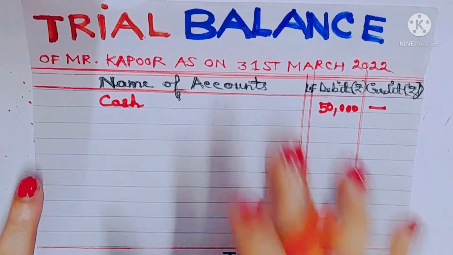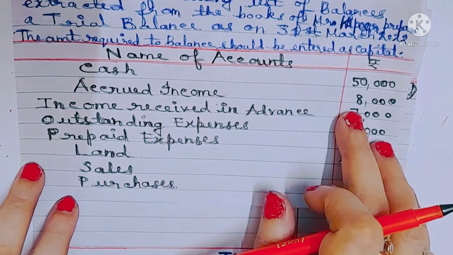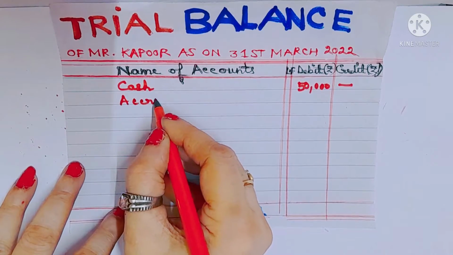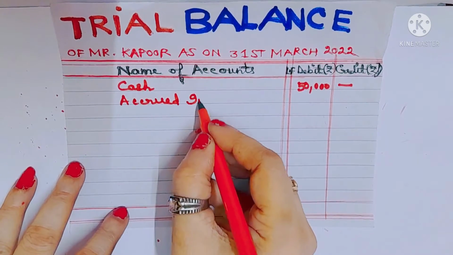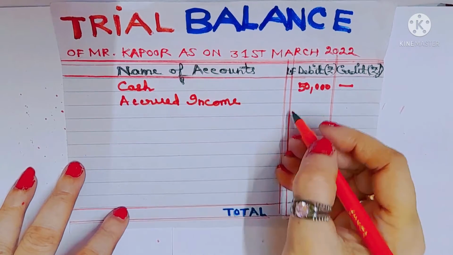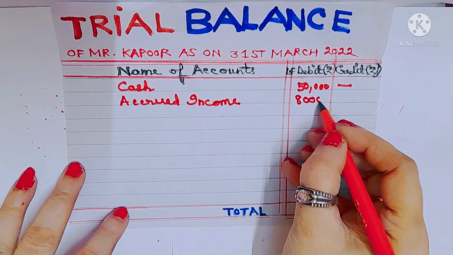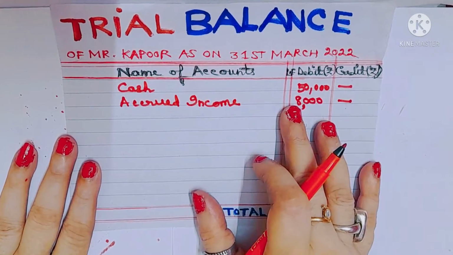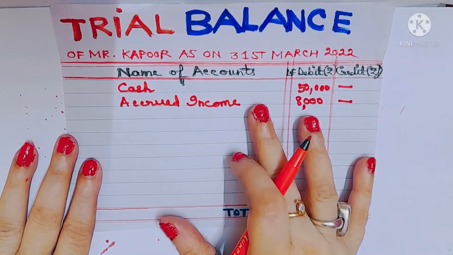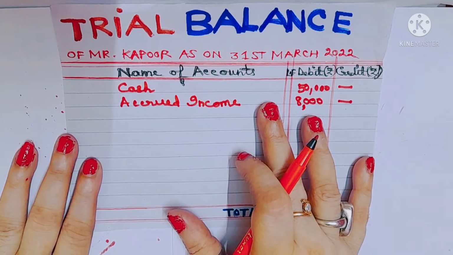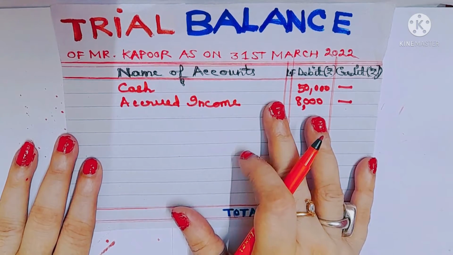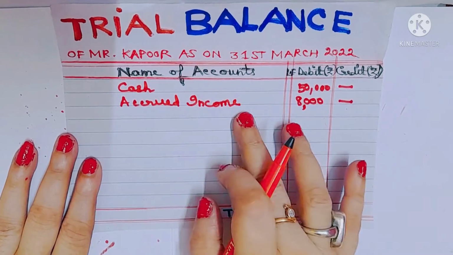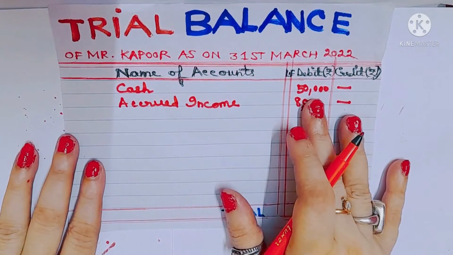Let's see the next account. The next account is accrued income, 8,000. Let's write accrued income. Accrued income is a debit balance and that is the reason we're writing 8,000 in the debit column. Why is accrued income a debit balance? Because accrued income falls under personal account. According to personal account, the receiver of the benefit is debit. Here accrued income is the receiver of the benefit. So accrued income will be debited. Understood? Let's see the next account.